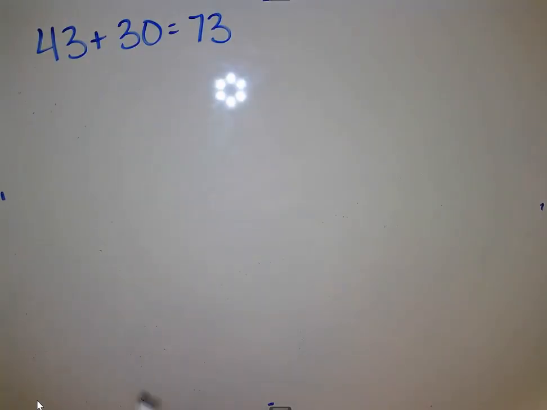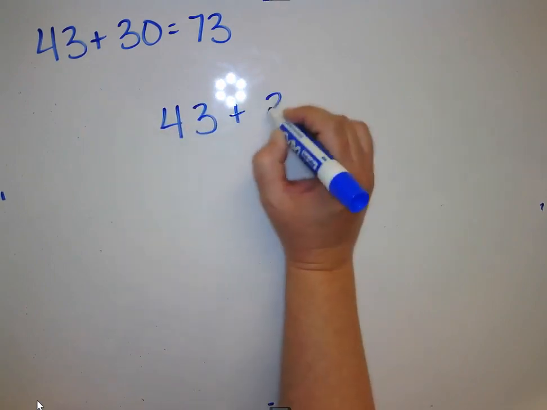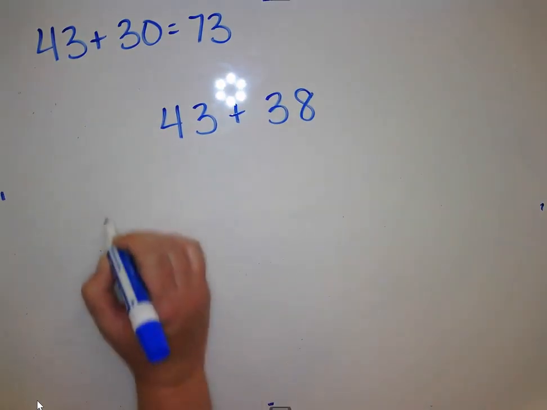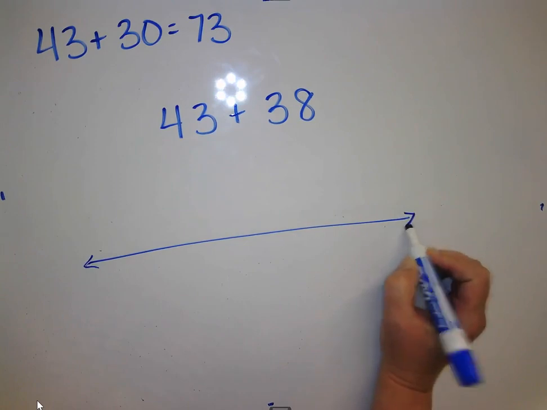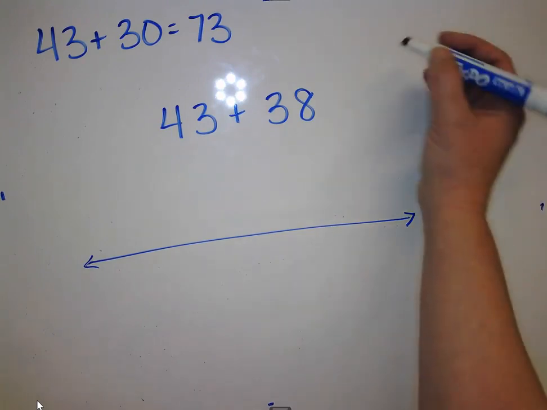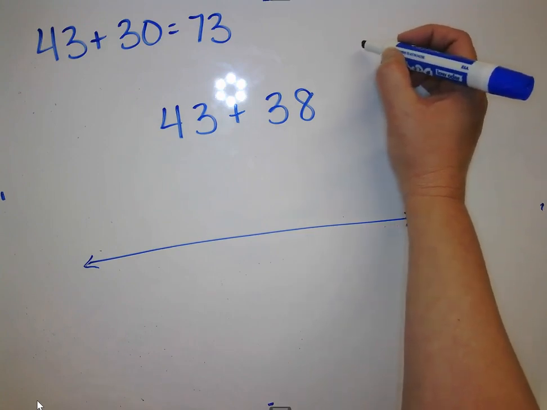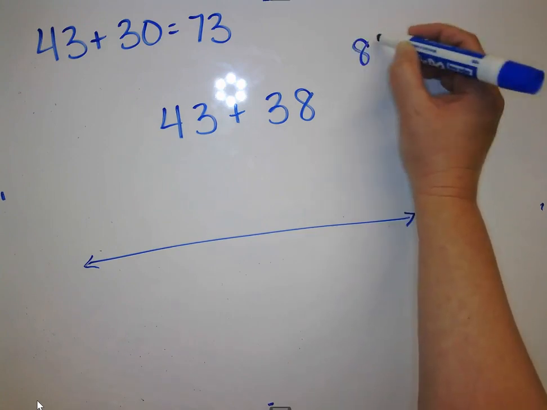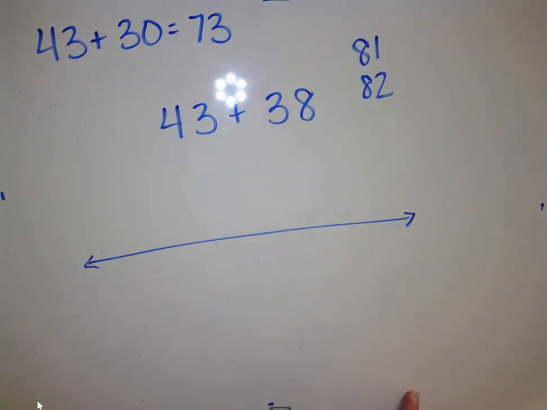Our second problem is 43 plus 38. After recording the problem, you will want to give the students wait time and have them use their number talk signals to respond. You would then solicit student responses and record their responses. So for example, a student may say 81 or maybe 82. Then you would ask the students to defend or justify their solution.